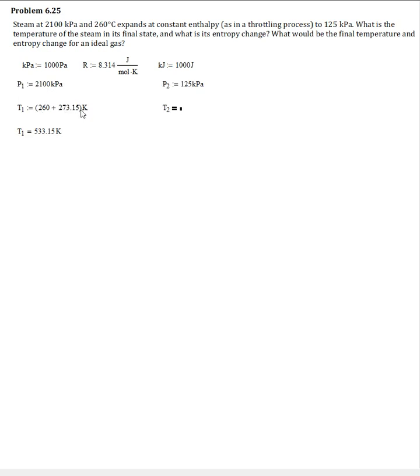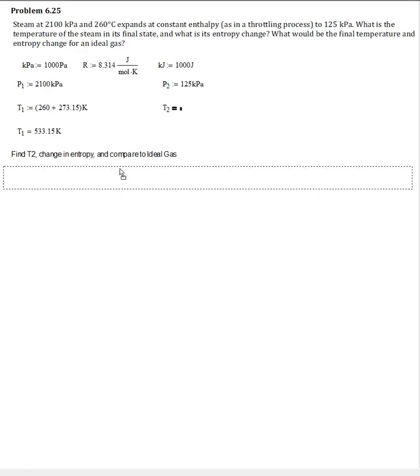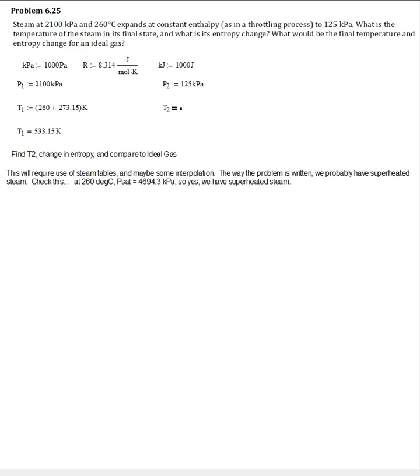MathCAD, the version I'm using, does not use degrees Celsius, so all temperatures need to be in Kelvin, which for thermo isn't bad to begin with. But we don't know what T2 is. This is what we want to calculate. And so just to remind ourselves, we want to find T2, and we want to find the change in entropy, and then compare it to what we have for ideal gas behavior.